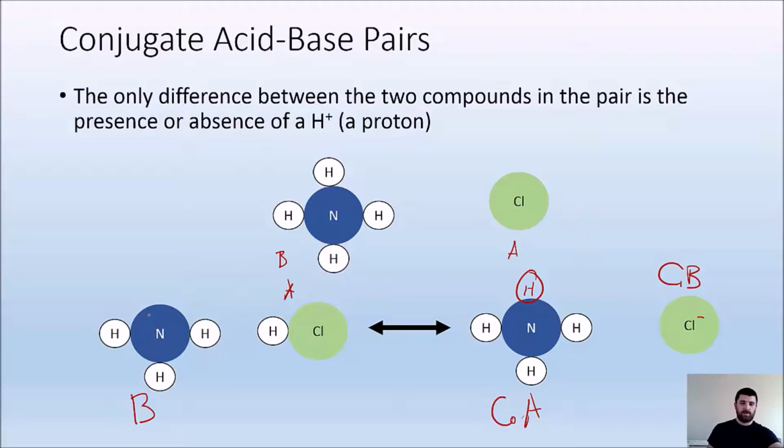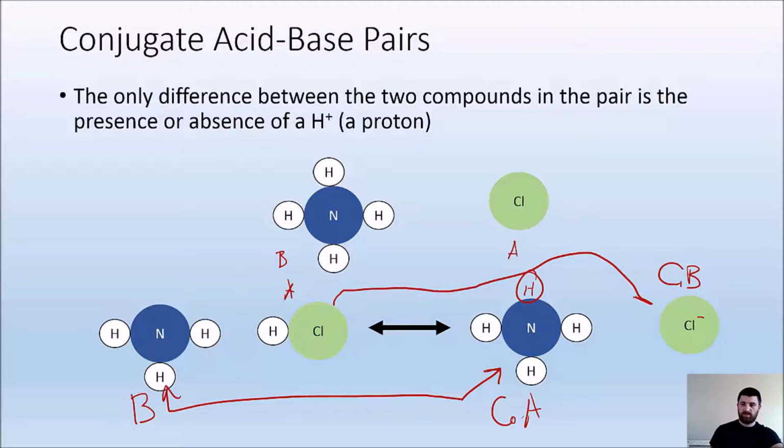So these two are linked because the only difference is whether or not a proton is there, and then these two are linked as well for the same reason. All right, so the only difference is the proton, right? We got NH4 plus here and NH3 over here, so they are conjugates. The only difference is a proton. And we have Cl minus and HCl here. Only difference is a proton. They are conjugates.